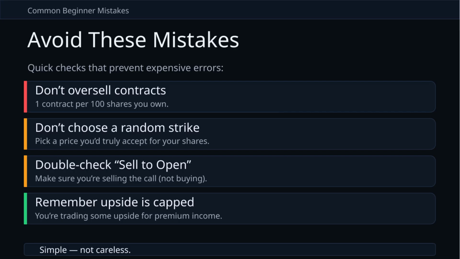Now, here are a few beginner mistakes to avoid. Do not sell more contracts than your shares actually cover. Your broker usually won't let you do that anyway. Those are naked calls, and we don't necessarily want to be selling without any kind of a covered situation. So don't choose a strike price without asking yourself if you'd really be okay selling these stocks at that price. Don't forget to make sure you're selling the call, not buying it.